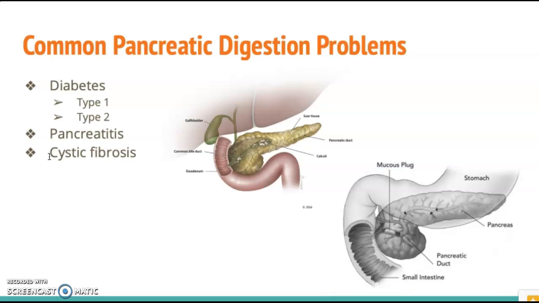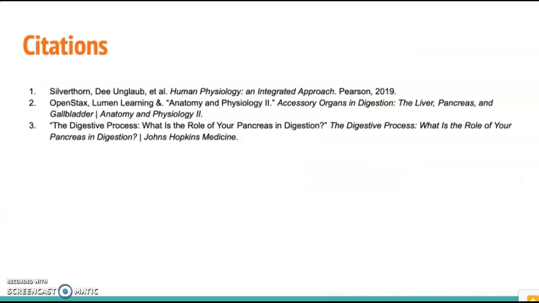But in regards to the digestive system, the thickened mucus clogs the small pancreatic ducts and prevents digestive enzymes from entering the small intestine, which can have similar effects to pancreatitis, albeit they are caused by different reasons. And then that finishes our lecture.